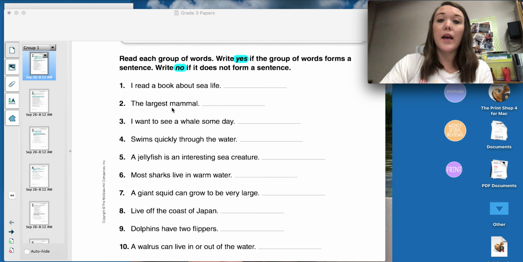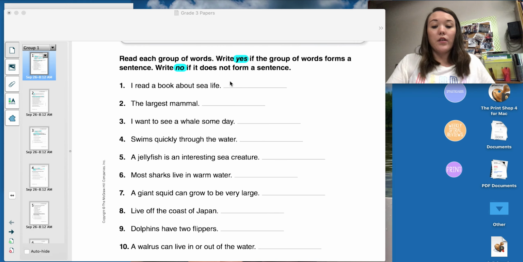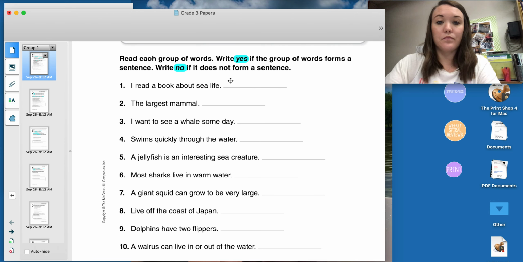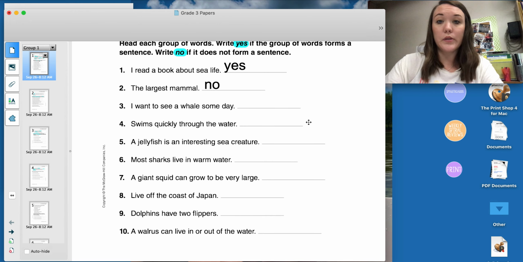Let's take a look at number 1 and 2 together. Number 1 says, "I read a book about sea life." This is a complete thought. So on the line, I'm going to write yes. Number 2 says, "The largest mammal." The largest mammal what? This is not a complete thought because I still have a question after this sentence. Number 2 is an example of that Tarzan talk. You will complete this page with the same directions for number 3 through 10.